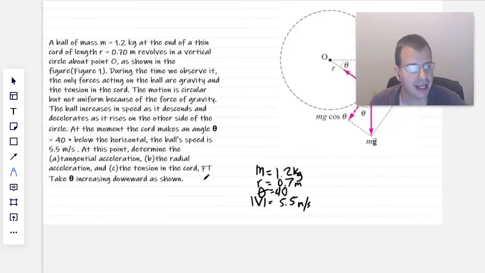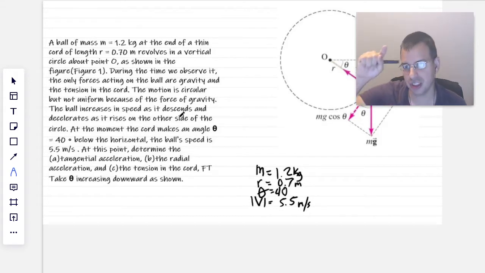A ball of mass m, 1.2 kilograms, on the end of a thin cord of length 0.7 meters revolves in a vertical circle about point O, as shown in the figure to the right. During the time we observe it, the only forces acting on the ball are gravity and tension. The motion is circular, but not uniform, meaning that it moves in a perfect circle, but it's speeding up and slowing down as it goes.